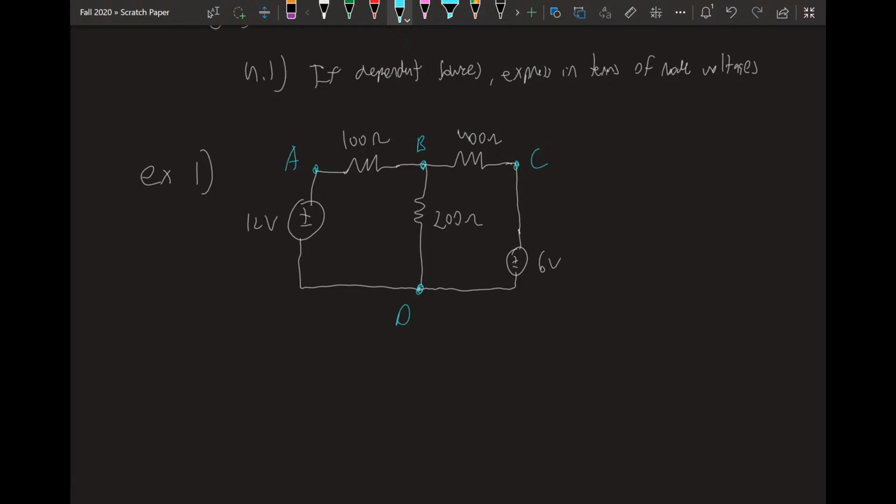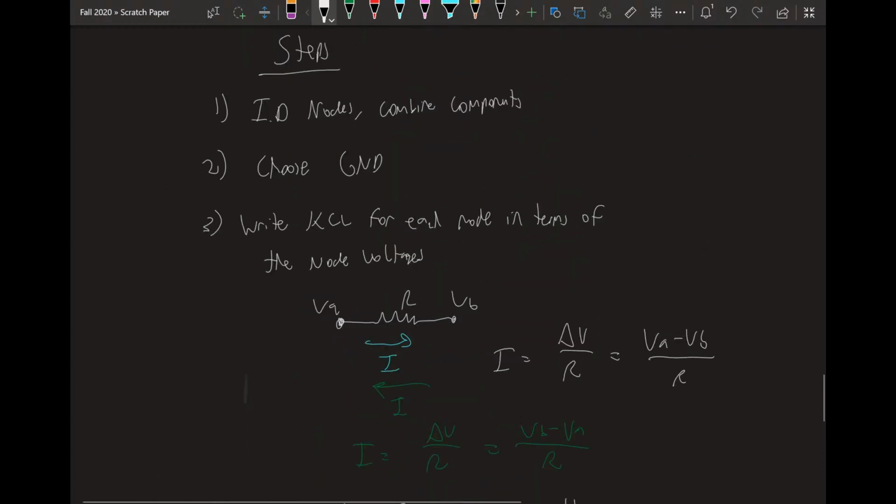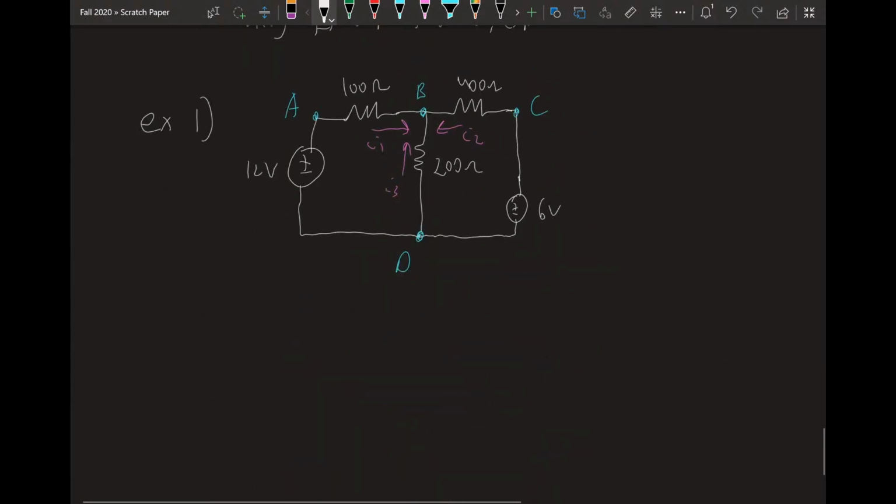So I'm going to arbitrarily state that I1, I'll make pink so it stands out, I1 is going this way, I2 is going this way, and I3 is going this way. Is this physically possible? No. Does it matter? Also no. So now we can start solving. Step 2 is to choose ground. Where should we choose ground for this circuit?